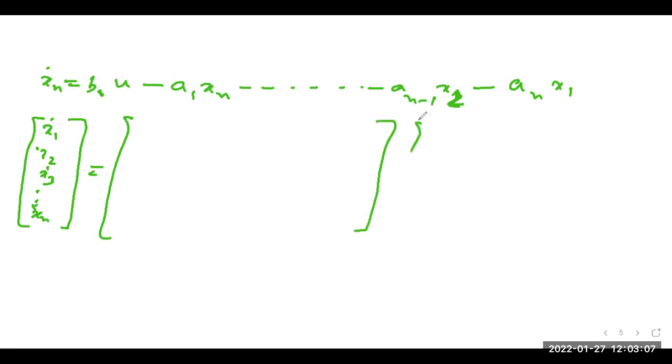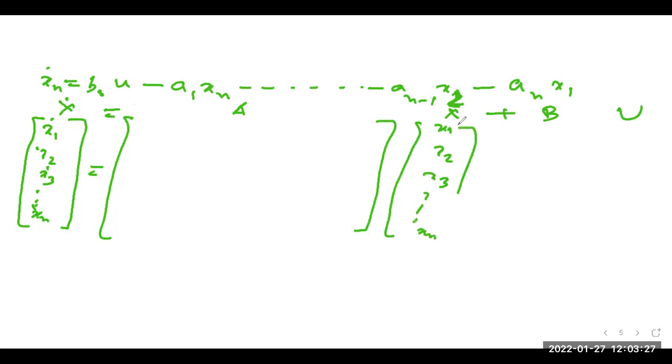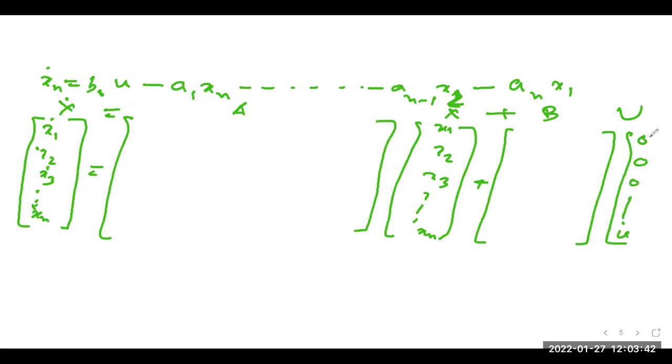So these are all state variables basically. These are x1, x2, up to xn. We'll write in the form of x dot equal to Ax plus B into u. We'll write in this form, plus the B matrix into your U. So U is only there, a single U. So this will be 0, 0, 0, up to lastly there will be U.